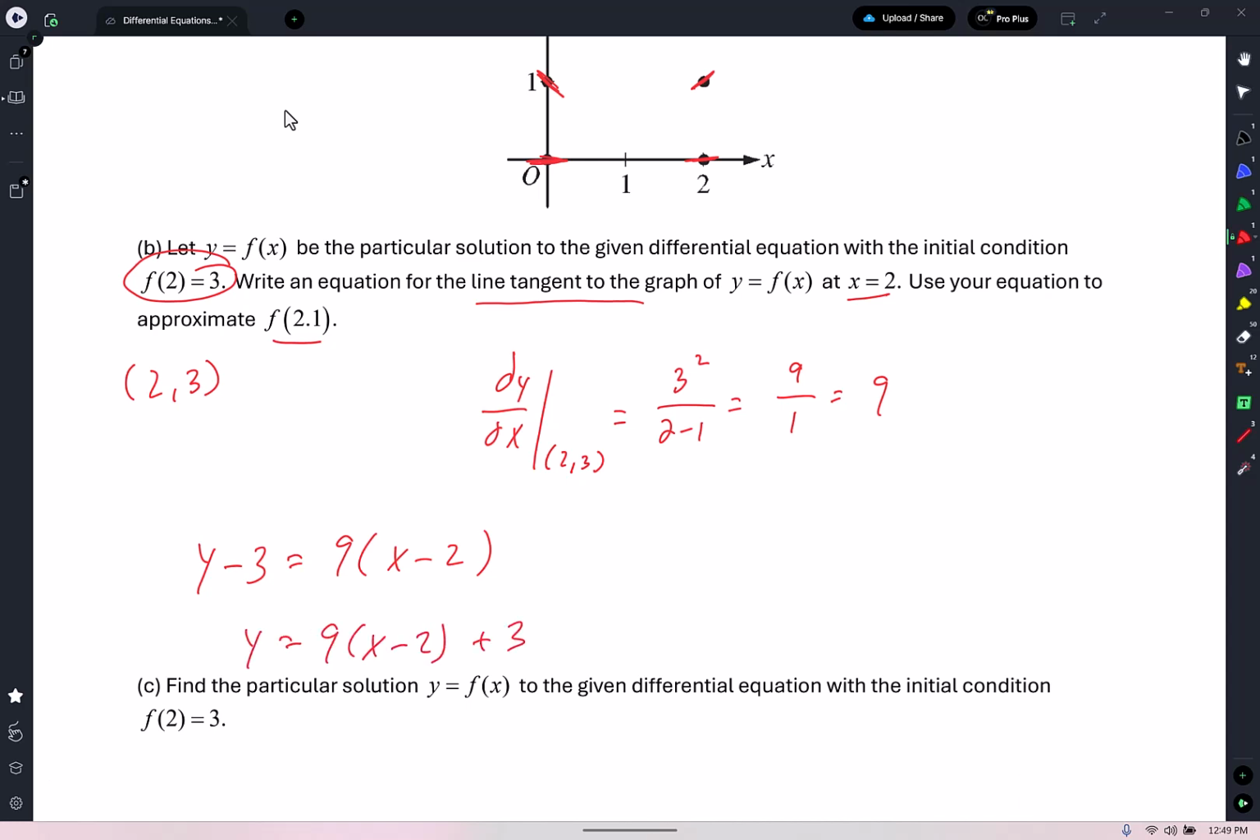This is the equation I'm going to use to approximate. So I'm going to go f of 2.1.